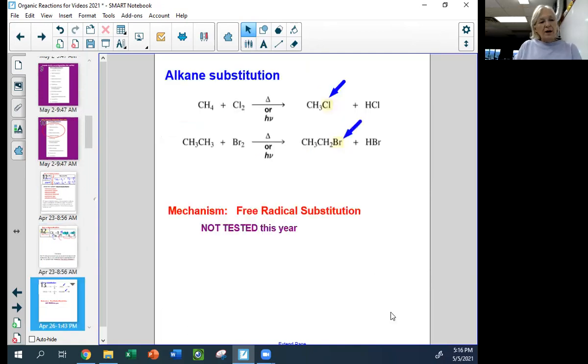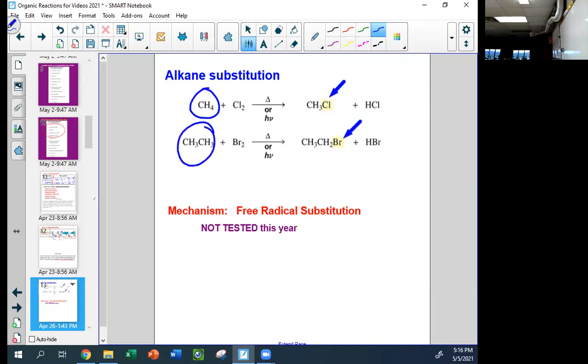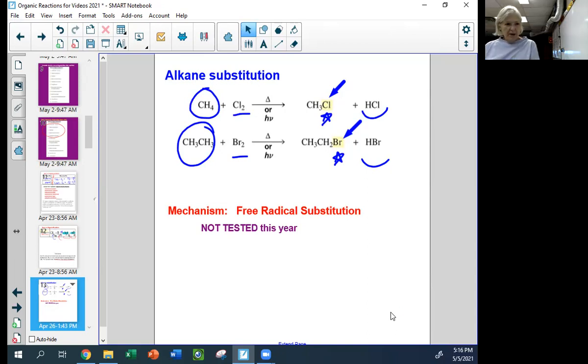Here's an example of alkane substitution. Notice that here you're starting with methane and ethane, two alkanes. You can use any of the halogens, but I point out that you only put one atom on, and you have a second product that's generated at the end of this alkane substitution.